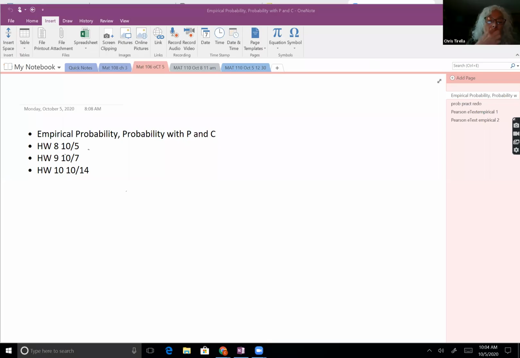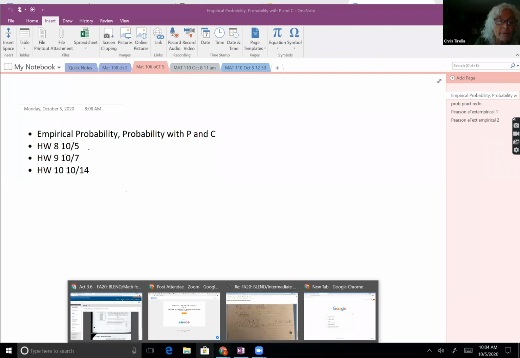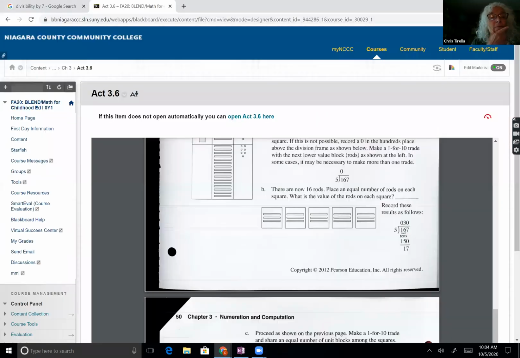Does anybody want to look at anything from the homework or the quiz from over the weekend? Yes, can we look at number 5 on the homework? Sure. Give me a second to find it and open it.